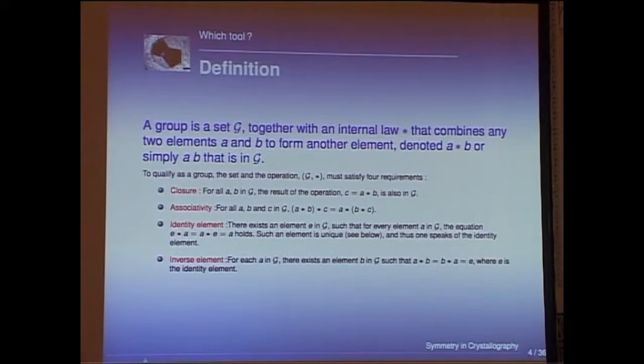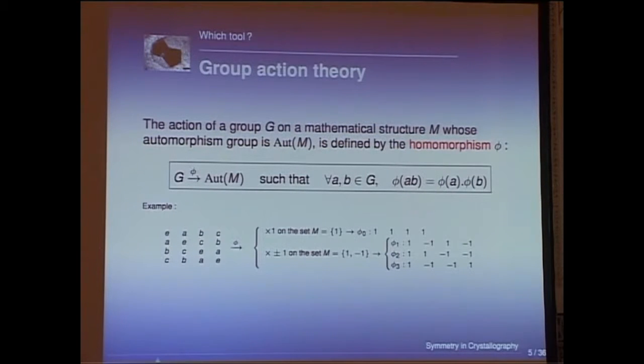Just for fun, as an old souvenir for some of you, here is what a group is. A group is a set with an internal law, and it has a closure property, an associativity property, an identity element, and each element has an inverse element. The point I want to emphasize, with only a few transparencies on that, is how do we see a group? A group is a table of multiplication. It's nothing but that for mathematicians.